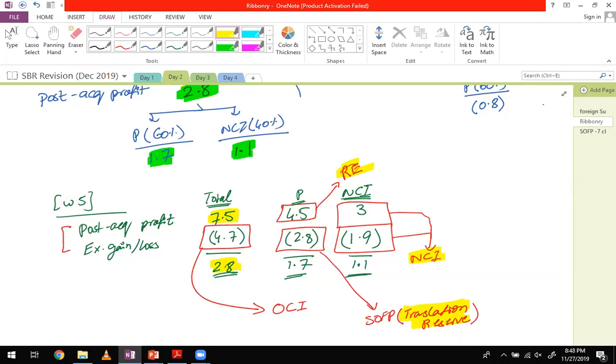Cindy saying, sir, NCI sticks to NCI. Yes, exactly, Cindy. Anything that belongs to NCI will go to NCI. Yes, Ahmadabi, the translation reserve will actually go to OCE. OCE means all other reserves other than the share capital and the retained earnings. All remaining things go to the OCE.